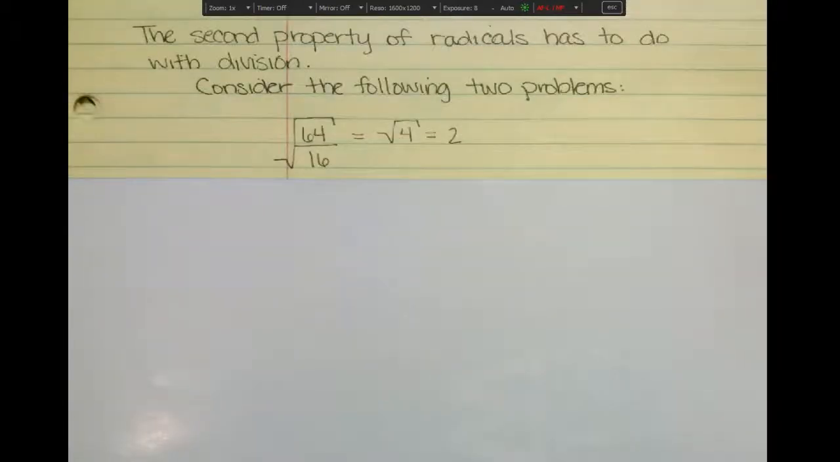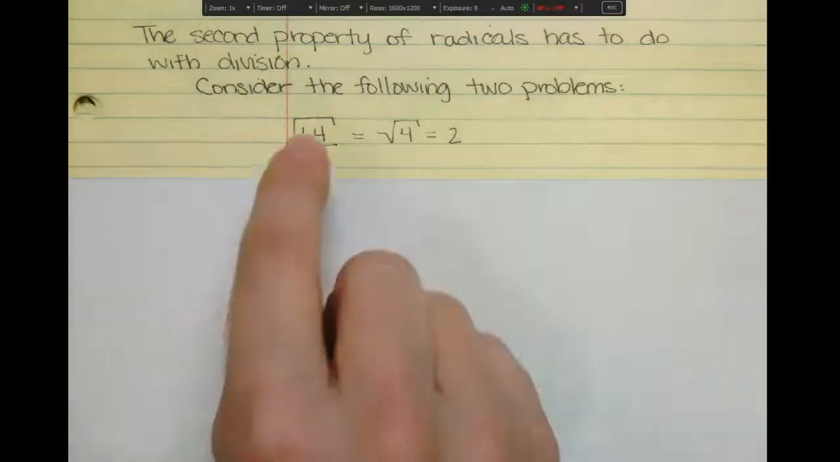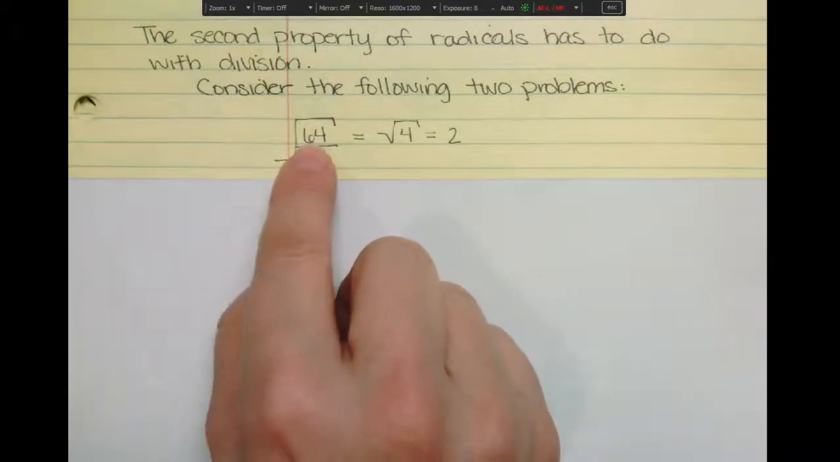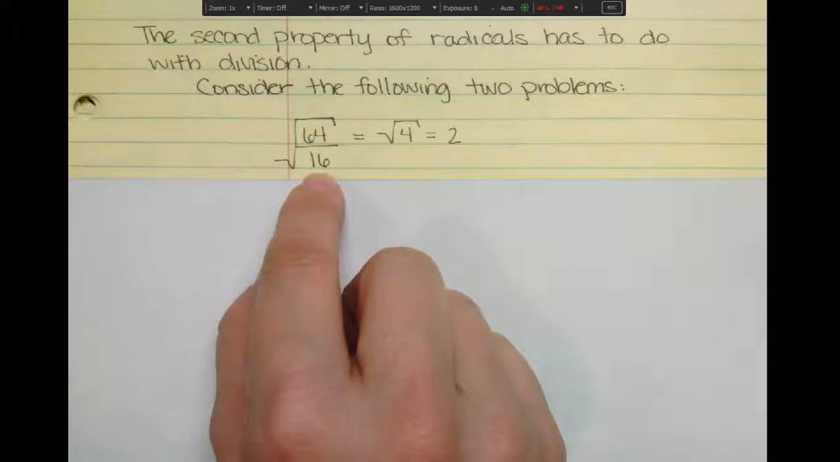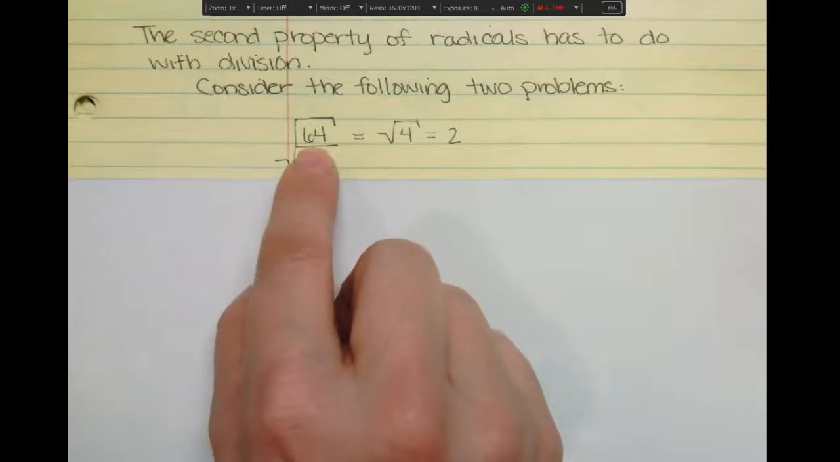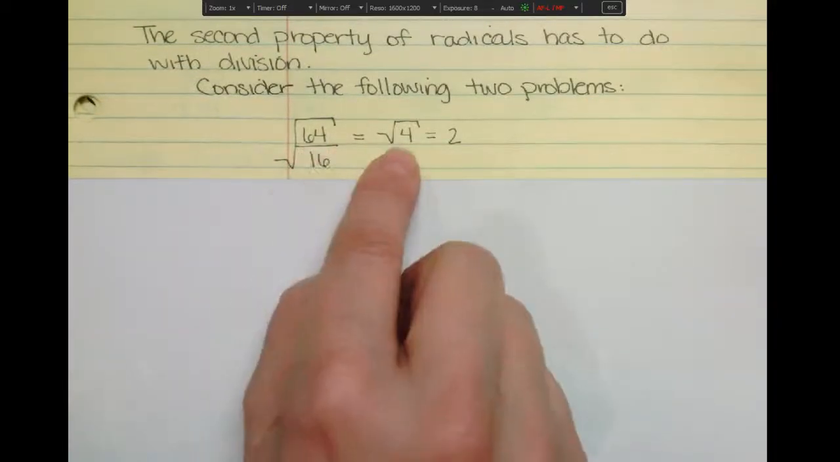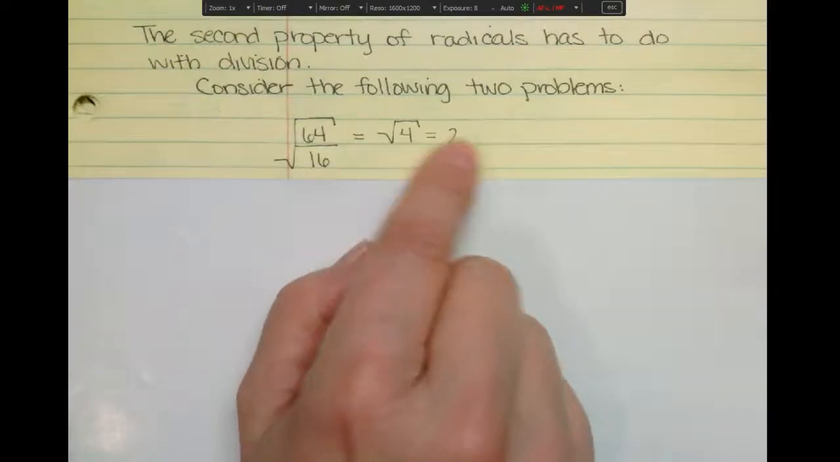Now our second property of radicals has to do with division. Consider the following two problems. We have the square root of 64 over 16. Well, if I do this division, 16 goes into 64 4 times, so I have the square root of 4. The square root of 4 is 2.